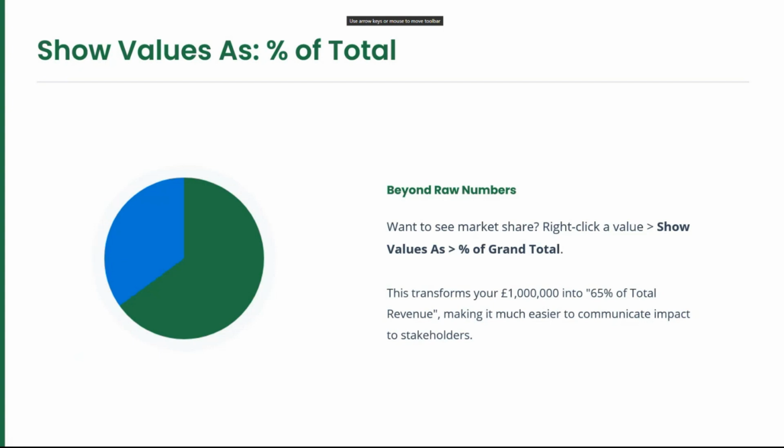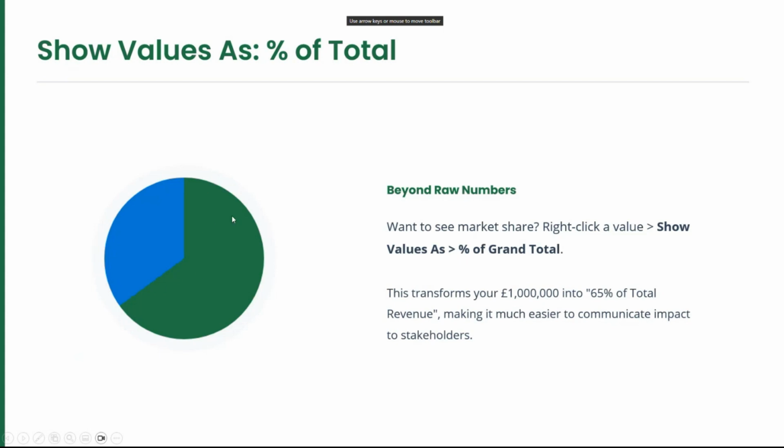Okay, show value as. So beyond the raw numbers, for example, if you want to see market share, you should always show your values that way. This is maybe like a pie chart with market share, which shows the percentage of a slice.